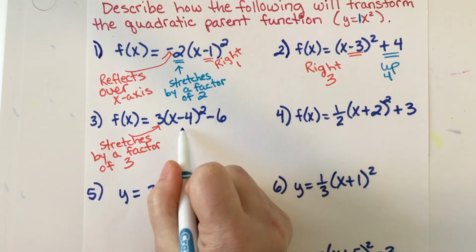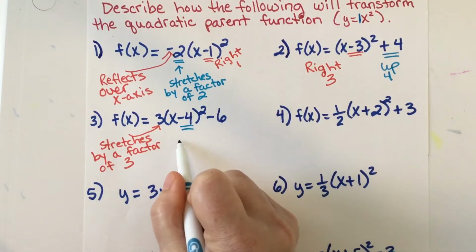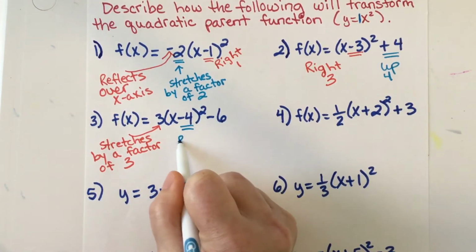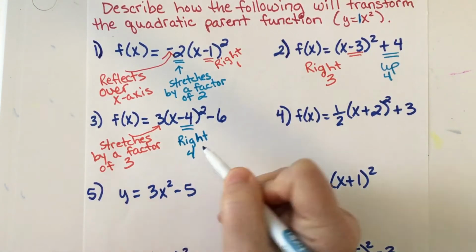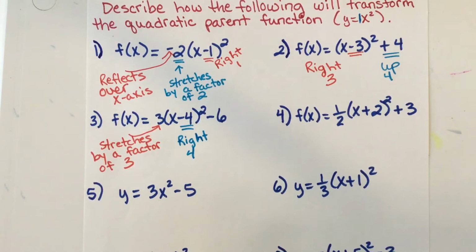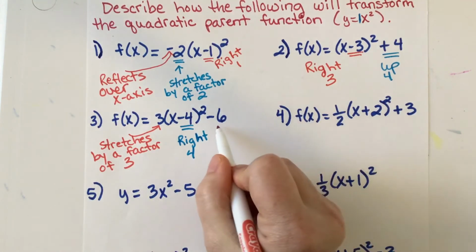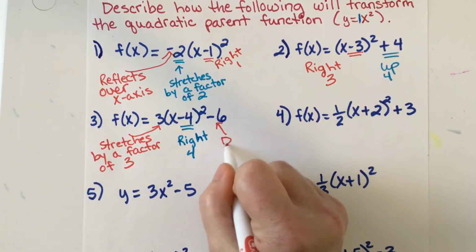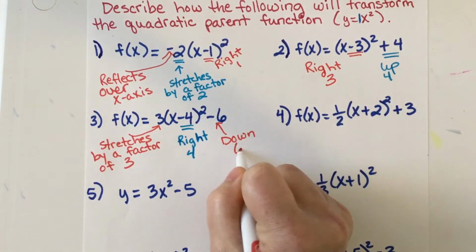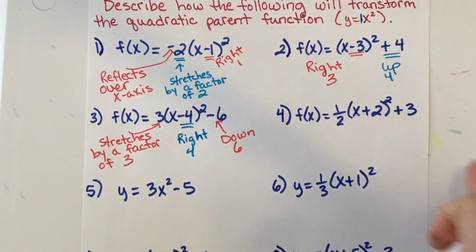And then the -4 inside is going to make the graph go right 4. Inside is left or right, but opposite of your natural thought. So minus is right, plus is left. Okay, and then the -6 in the back, that's going to make the graph go down 6. The number in the back goes up or down, and it does what you would think. Plus is up, minus is down.